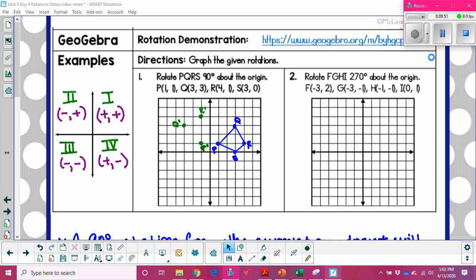Okay, so now let's look at S. S is on the x-axis, so a 90-degree rotation is just going to take it up to the y-axis. Okay, so you still are going to switch your x and y value here. Okay, so S prime is going to be at 0, 3. Okay, so I'm just going to make these lines here real quick. Just draw it in. Whoops. That needs to be green.